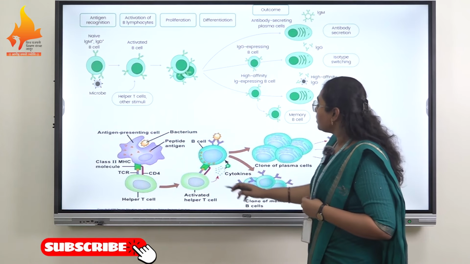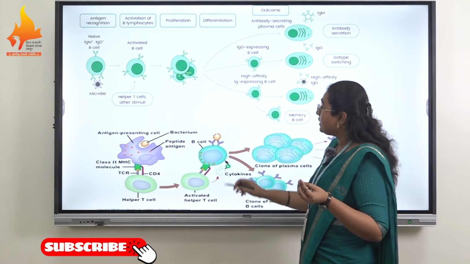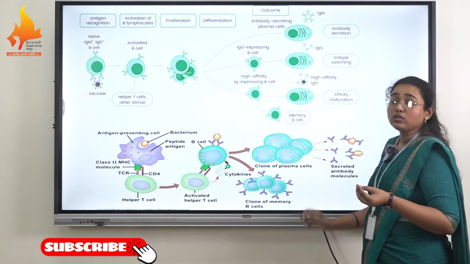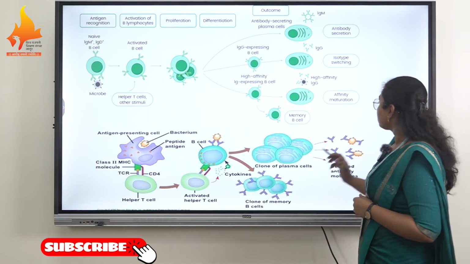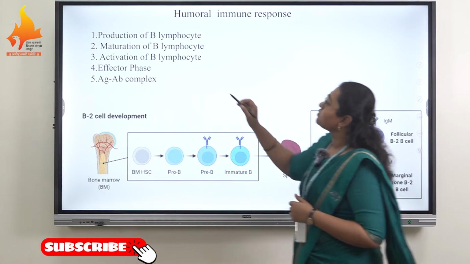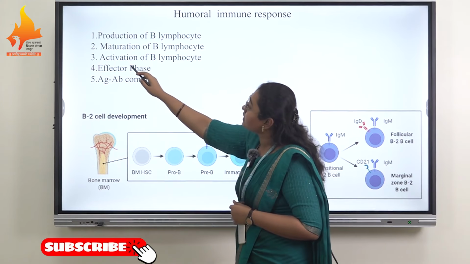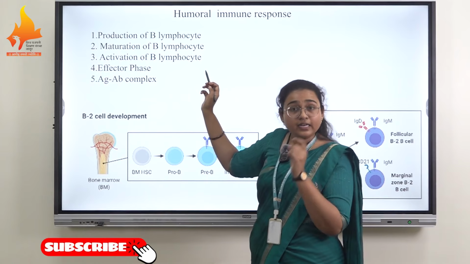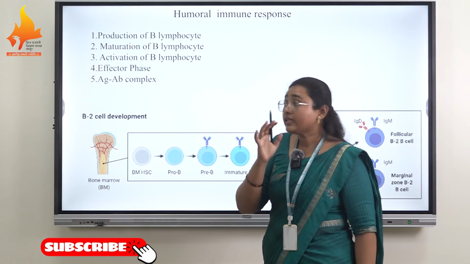So upon activation by T helper cell 2, these lymphocytes also undergo clonal selection and clonal proliferation, and there is production of clones of plasma cells, or B plasma cells. So the humoral immune response consists of production, maturation, then activation. Activation is either by direct interaction with the pathogen or by interaction with the activated T helper cell.